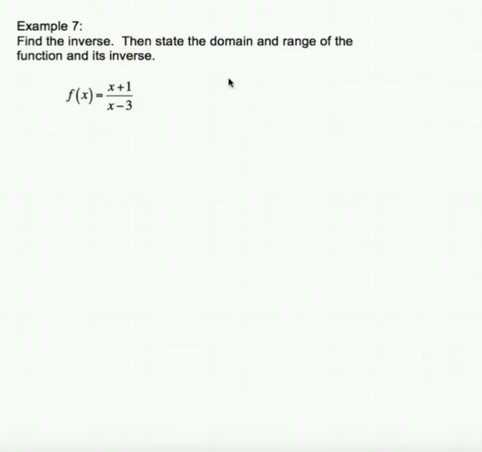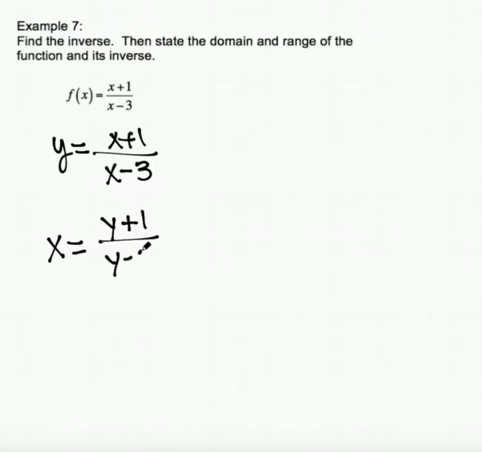So I'm going to rewrite this as y equals (x plus 1) divided by (x minus 3). Now I have two x's this time, but that's okay. I'm still going to follow the steps. Step 1 says switch x and y. So it's going to become x equals (y plus 1) divided by (y minus 3). Again, step 1 is to flip-flop x and y. Step 2 is to go ahead and solve for y.